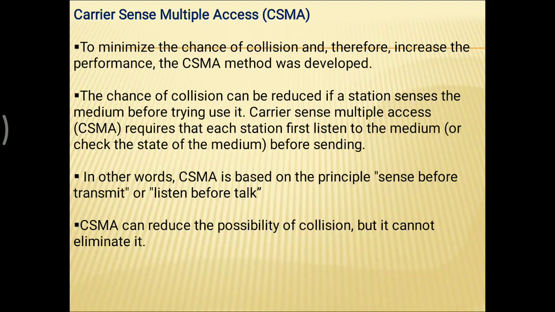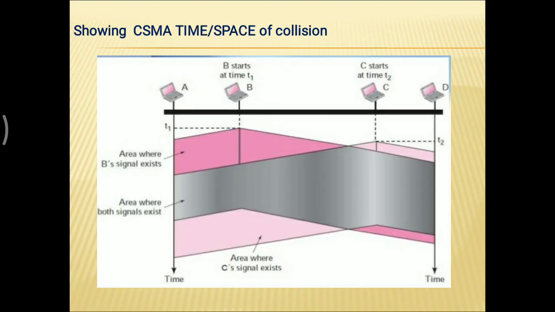Here, CSMA will reduce the collision, but it cannot eliminate the collision. Let us go for the diagrammatic representation of the collision in CSMA. This is the diagram to represent the time and space of a collision. Here I am showing four different stations, and all the stations are ready to communicate in the shared transmission medium. We have to observe that all the stations will be transmitting on the same shared common transmission medium.